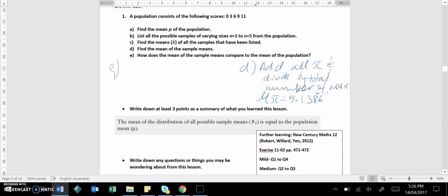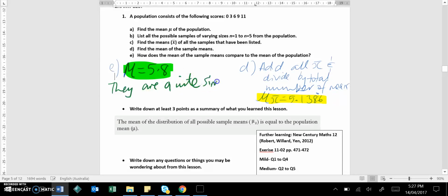And for part E, it says, how does the mean of the sample means compare to the mean of the population? Okay, so the question is, how does this mean here compare to the mean of the population? Now, the mean of the population that we worked out in A earlier was 5.8. Okay, so the question is, how do these two things compare? Well, if I compare them, I can see that they're quite similar. So I'm actually going to write they are quite similar, because they're both in the vicinity of 5, aren't they?